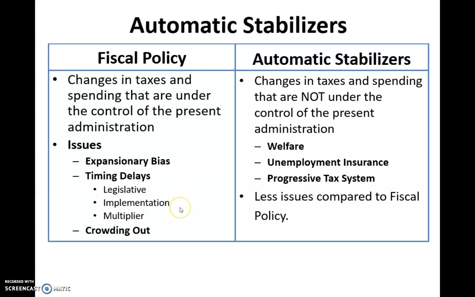Now maybe we're in August. They would need to implement it. That may take us well into November. And then the multiplier effects might not occur until the following year.